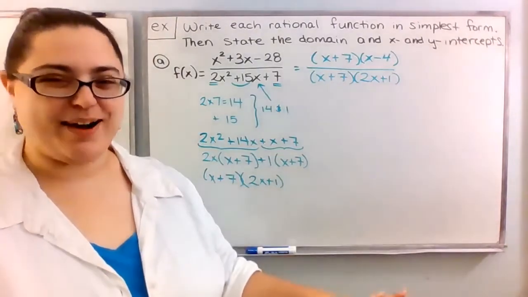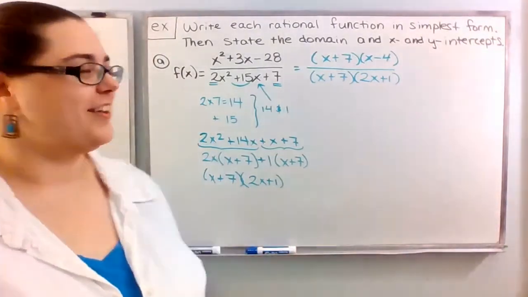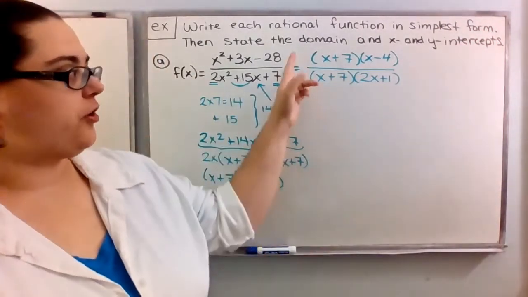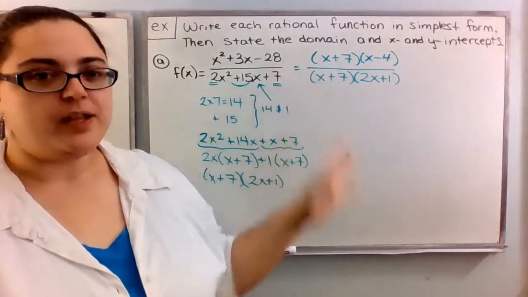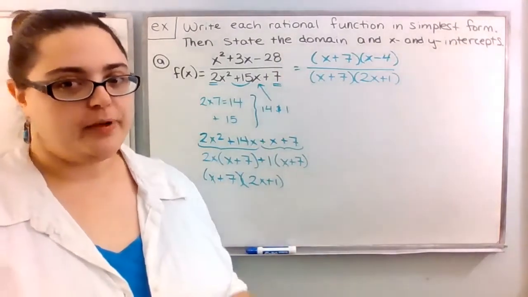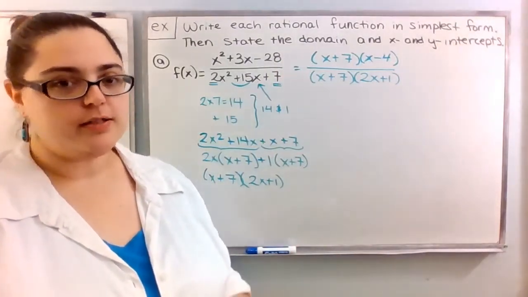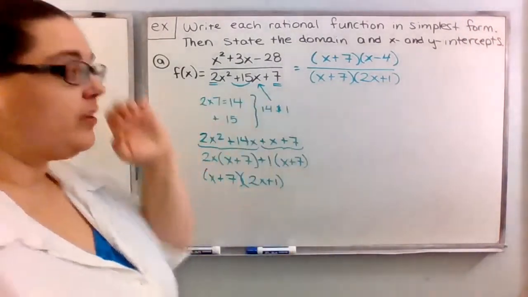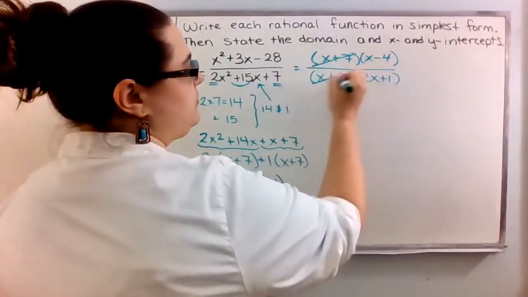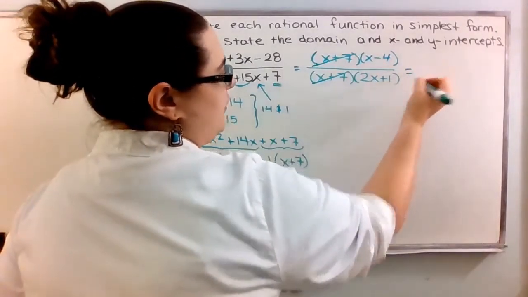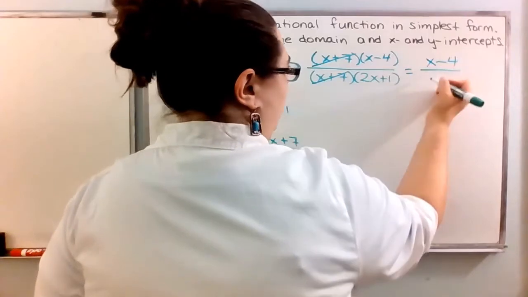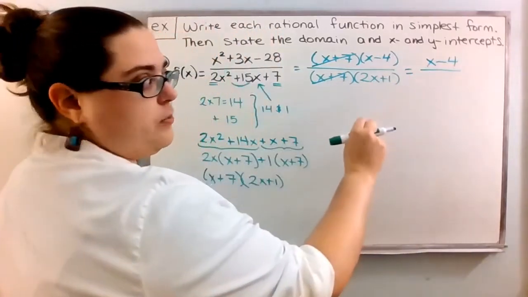I always like to take a breath after a big factoring thing. So that's our factored form for our numerator and our denominator. Now if they have anything in common, we can cancel out those common factors. In this case, they do have an x plus 7 in common. So we can factor that out, and this will give us x minus 4 over 2x plus 1.